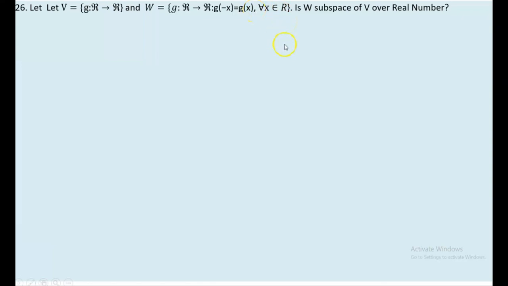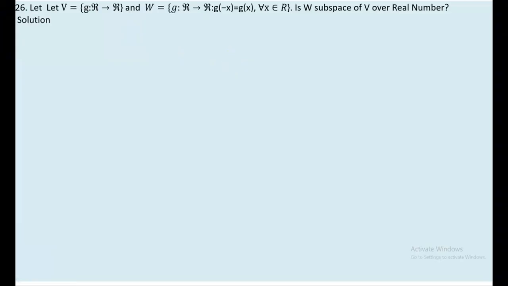So what we need to do is, students, here W is a collection of even functions, because even functions behave in this kind of way. So do you think that the collection of these even functions can be a subspace of this V? That is the idea, okay, students? So how can we now do this?